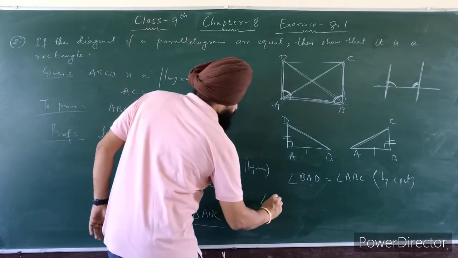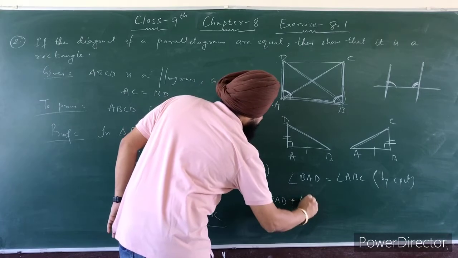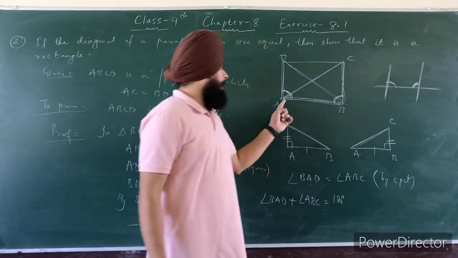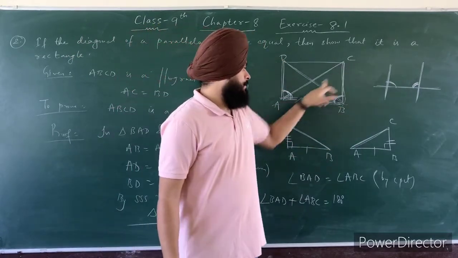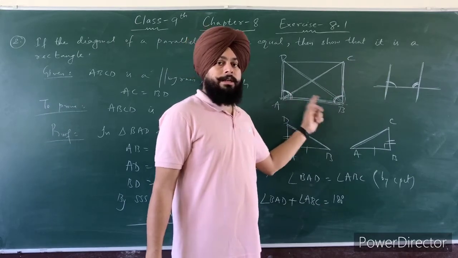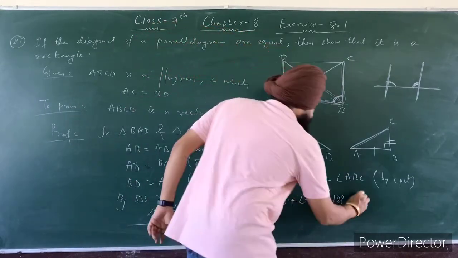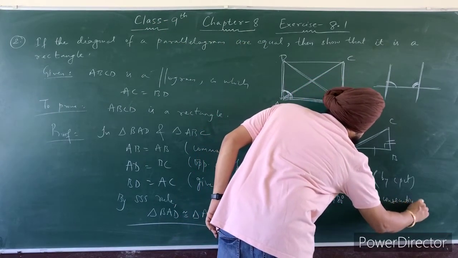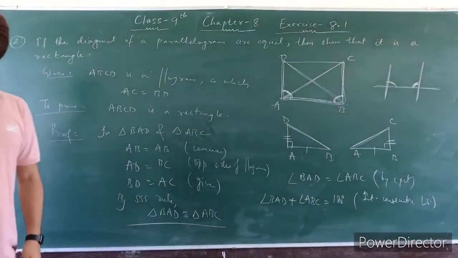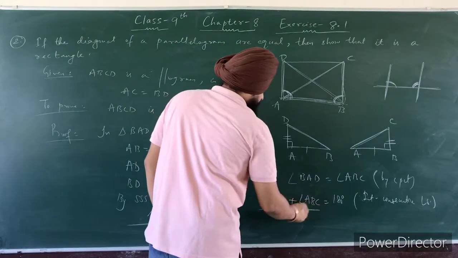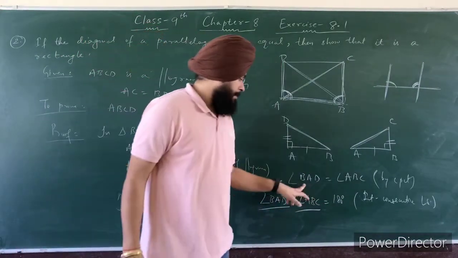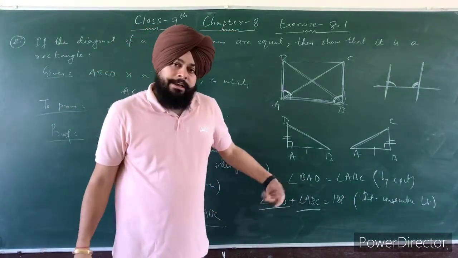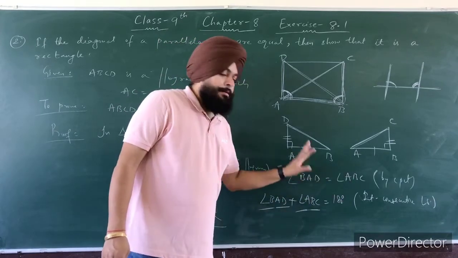So you can write here angle BAD plus angle ABC is equal to 180 degrees. This angle BAD and this angle ABC, the sum of these two angles is 180 degrees. The reason is that they are interior consecutive angles. So angle BAD is equal to angle ABC, so either you can write angle BAD as angle ABC or angle ABC as angle BAD.